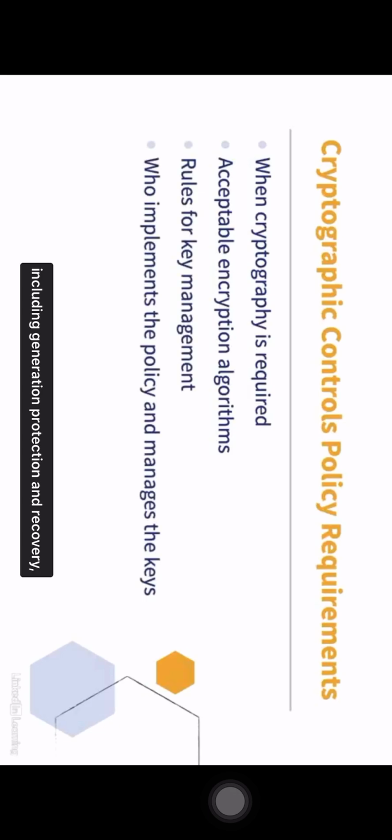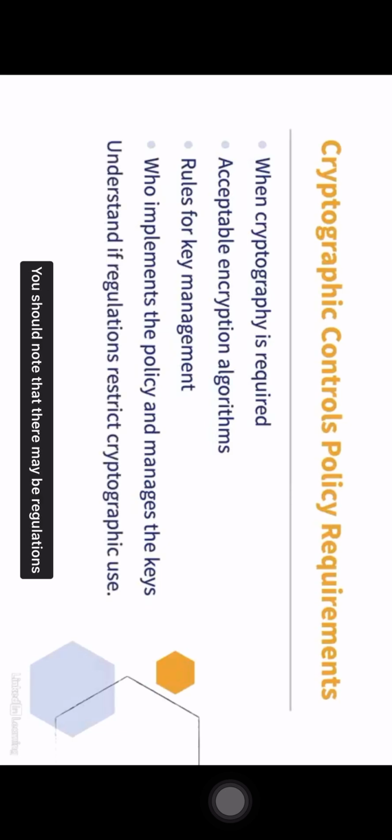Your cryptographic controls policy should define when your organization requires the use of cryptography, acceptable encryption algorithms, rules for key management, including generation, protection, and recovery, and who is responsible for implementing the policy and managing the keys. Refer to ISO 27002 for more recommendations about what should be included in this policy. You should note that there may be regulations that restrict the use of cryptographic controls in your country or jurisdiction. Make sure you understand if any of these restrictions apply to your organization.